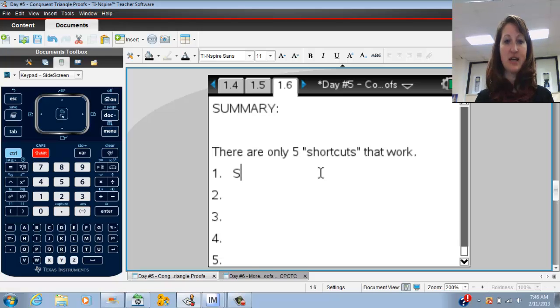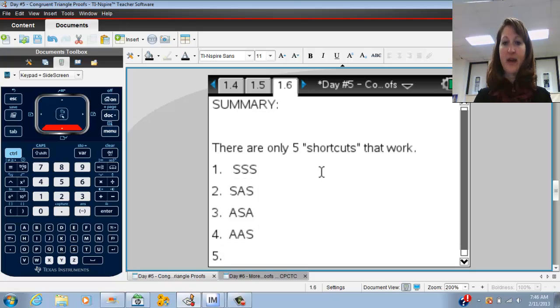We have side, side, side, side, angle, side, angle, side, angle, angle, angle, side, and those 4 will work with any triangle. And then we also have our 5th method, which is hypotenuse leg, but you can only use that with right triangles.